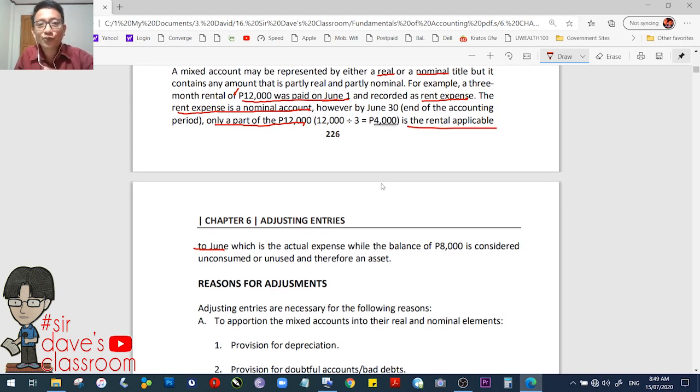Correct, okay? Noong June 1, nagbayad ka ng 12,000. Pero ang sabi, yung 12,000 na yon applicable for 3 months. Noong June 1, nirecord siya as rent expense. There is nothing wrong with that. The company is using the expense method as we will be discussing later. Okay? So, noong June 1, walang mali doon. Noong June 30, kung hahayaan mo na ganun yun, doon na magkakaroon ng mali. Because the 12,000 is for 3 months and only 1 out of the 3 has been actually consumed.